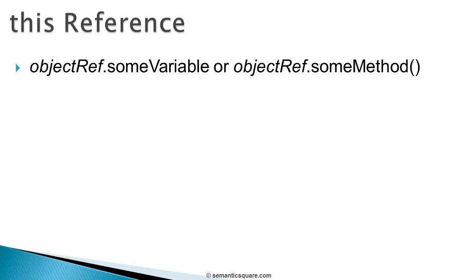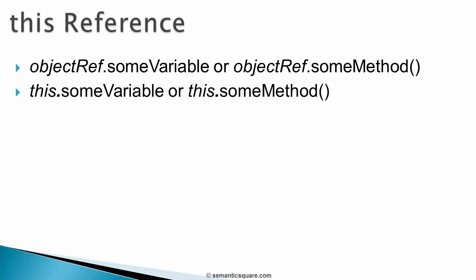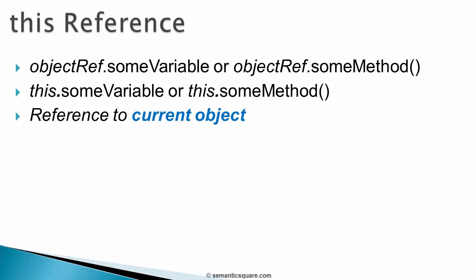We know that to access variables or methods of an object, we use its object reference followed by dot operator, which is in turn followed by the variable or method name. But let's say an object wants to access its own members, that is not members of some other object, but its own members. In that case, it can use this reference. And for that, you would use the keyword this followed by dot operator, which is then followed by the variable or method name. So this reference is basically an object reference, but it is just that it's a reference to the current object itself.